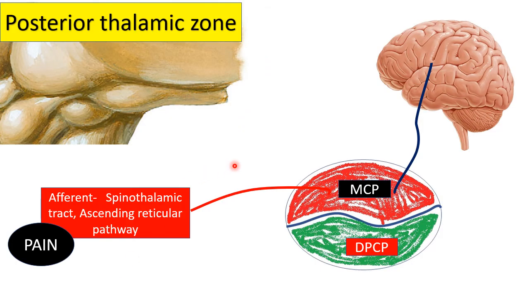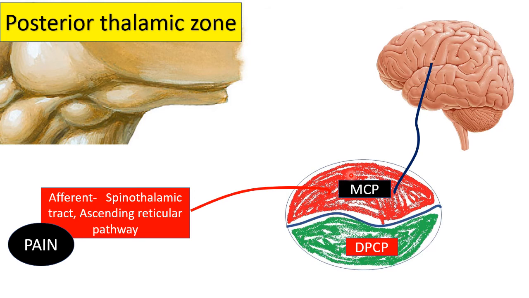Yes, moving to the posterior thalamic zone. What is this posterior thalamic zone? Coming to the medial geniculate bodies, it is going to divide into two parts: a magnocellular part and a dorsal parvocellular part. Earlier, what I have discussed is the dorsal parvocellular part. Then coming to the magnocellular part, anterior to this one is the magnocellular part. This magnocellular part is also called the posterior thalamic zone.